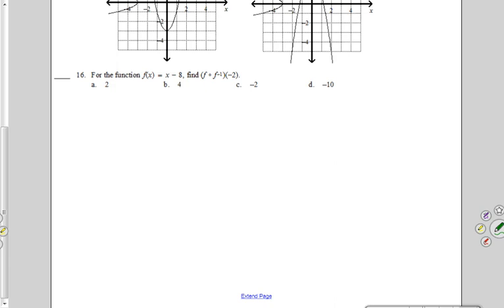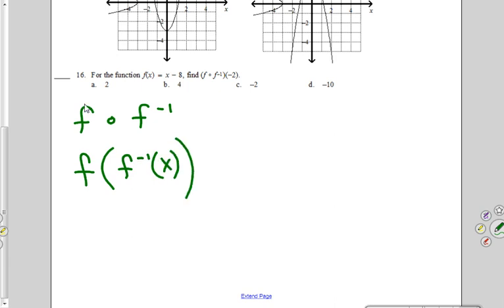Problem 16 incorporates two things that we learned this semester, composition of functions and inverse functions. So f with this little o with f with a -1 means take the function f of x and put inside of it its inverse. So when it's written in that order, f little o f inverse, it means to put the inverse inside the original function like this. Okay? So anytime that happens, you end up back where you started.